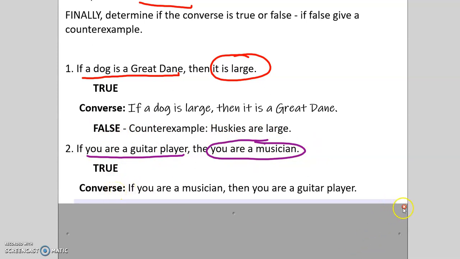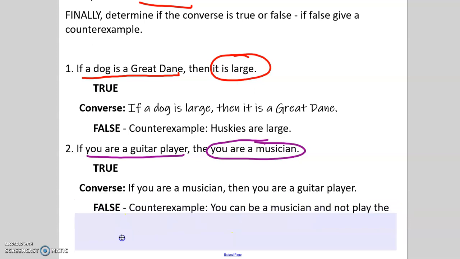What do you think? That's false, right? My counterexample is you can be a musician and not play the guitar. If you are a musician, I have to play the guitar? What? No, you could play the drums. You could be a musician and play a different instrument. So my converse is false.